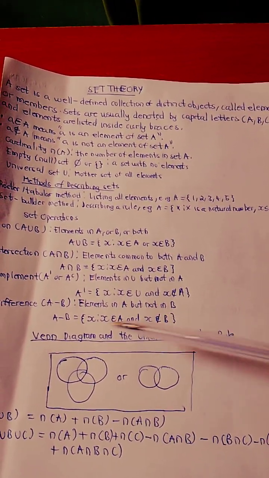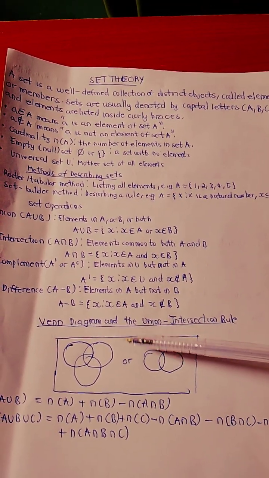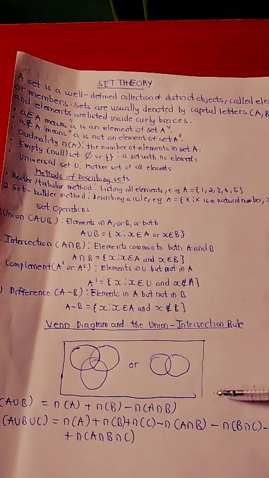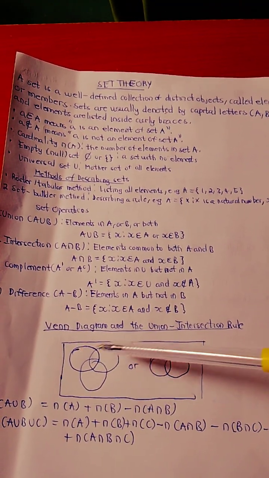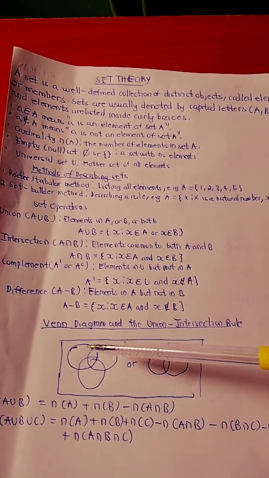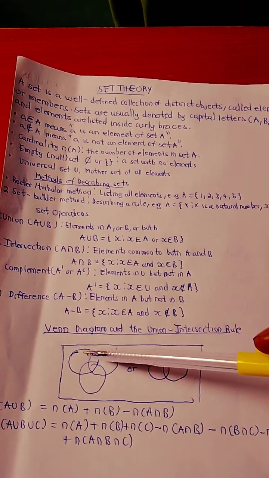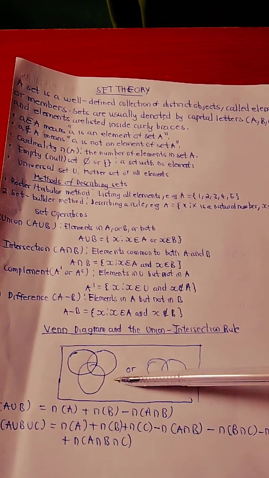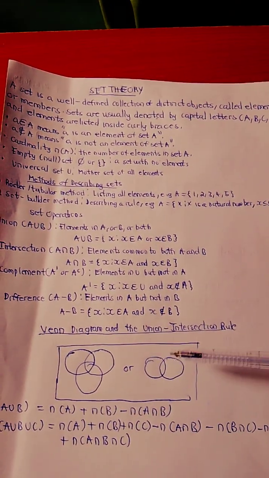Then we now have the Venn diagram. A Venn diagram consists of overlapping circles in a particular rectangle. This is a rectangle, and we have overlapping circles on it. It can be written as this, it can be written as this, and it can even be written with more circles, for example 4, depending on how the question is or what it entails.